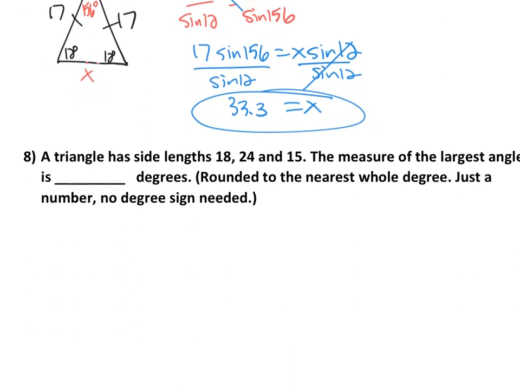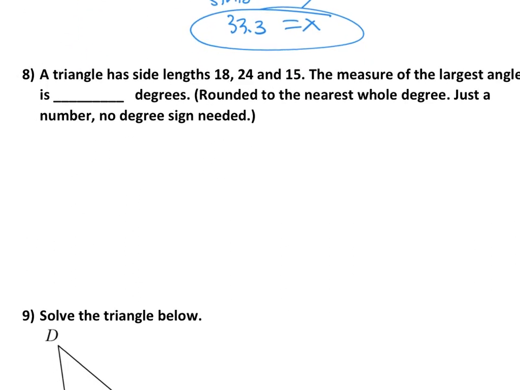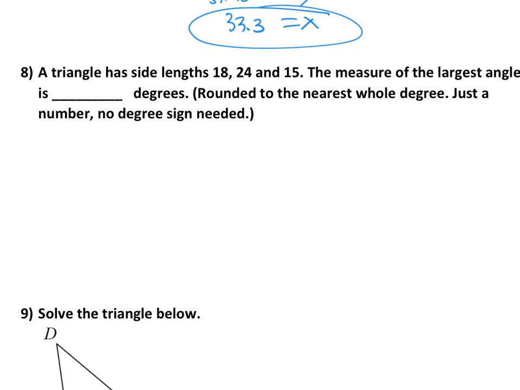Triangle has side lengths 18, 24, and 15. The measure of the largest angle is blank in degrees. Okay, so if I just draw a quick sketch of a triangle here, and you don't have to make it really accurate or anything like that, okay, I'll just label it ABC. Doesn't really matter. Side lengths 18, 24, and 15.